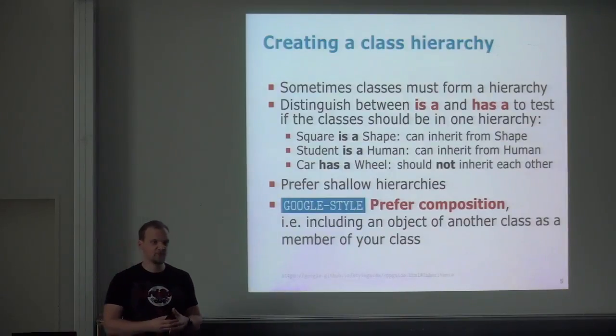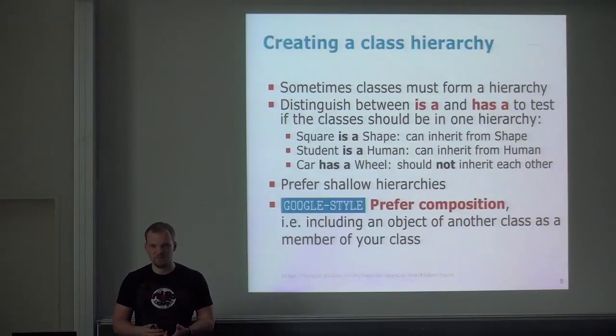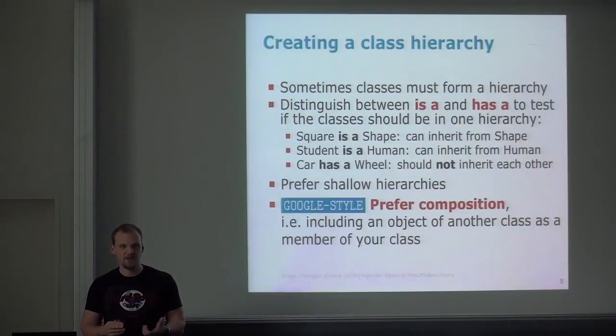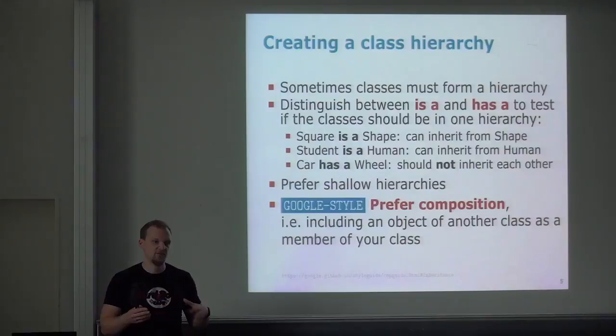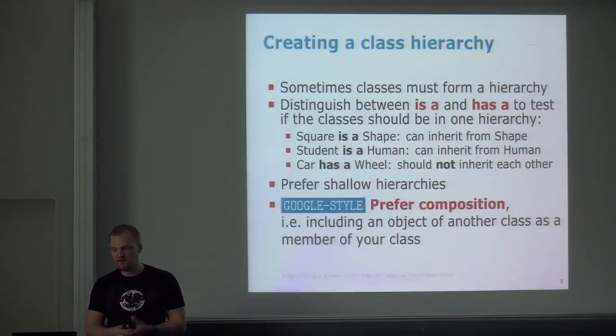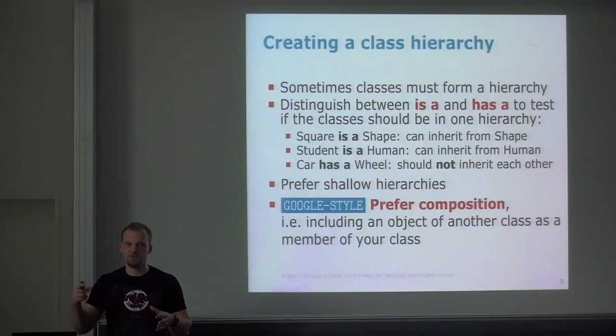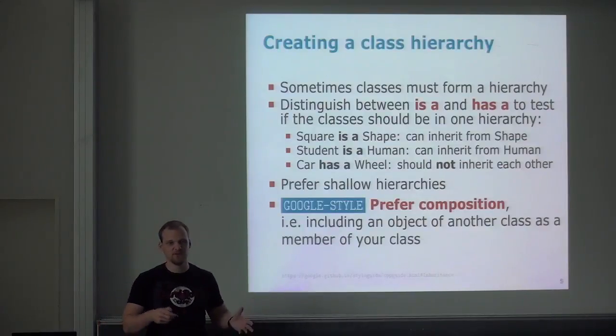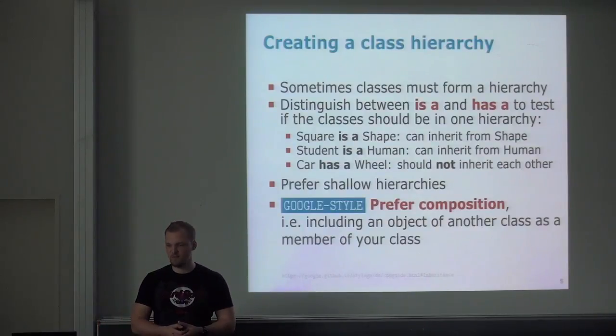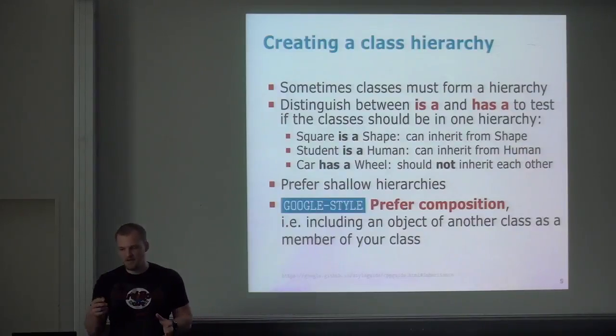It's important to distinguish between is-a and has-a relationships. Whenever there is an is-a, so something like square is a shape, or student is a human, then you can actually inherit one from another. And whenever you cannot say that, if the relationship is actually has-a, then you should not inherit, and you should just include multiple objects. So say a car class should include a bunch of objects of the wheel class, right?